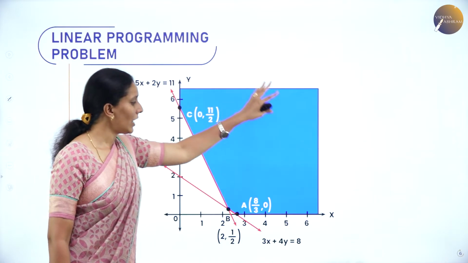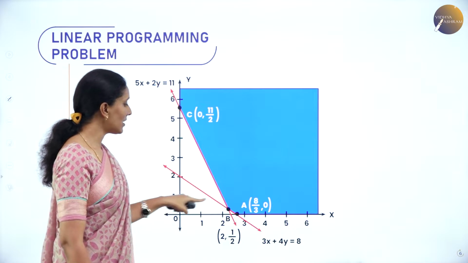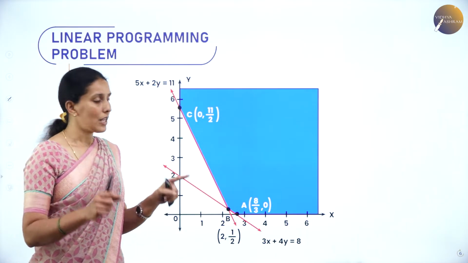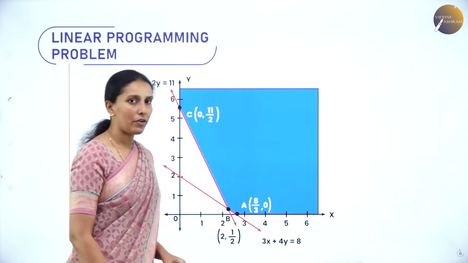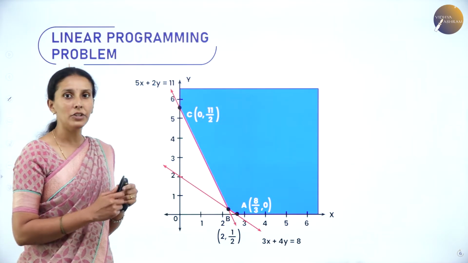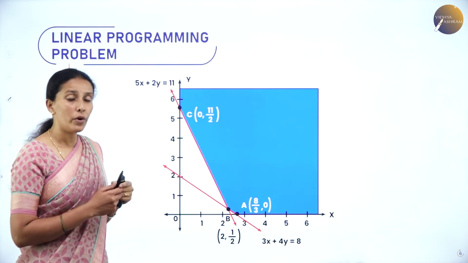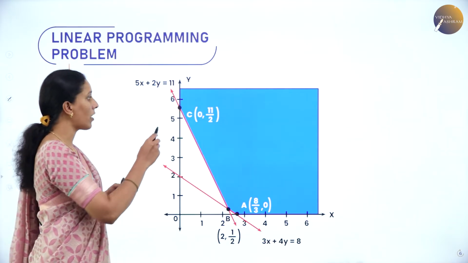So therefore any points in this feasible region can satisfy the given set of linear inequalities. Thus we call it a feasible region. So we can extend the region also. Now coming to the corner points, you have got the feasible region here. Next you are going to mark the corner points. What are the corner points here?